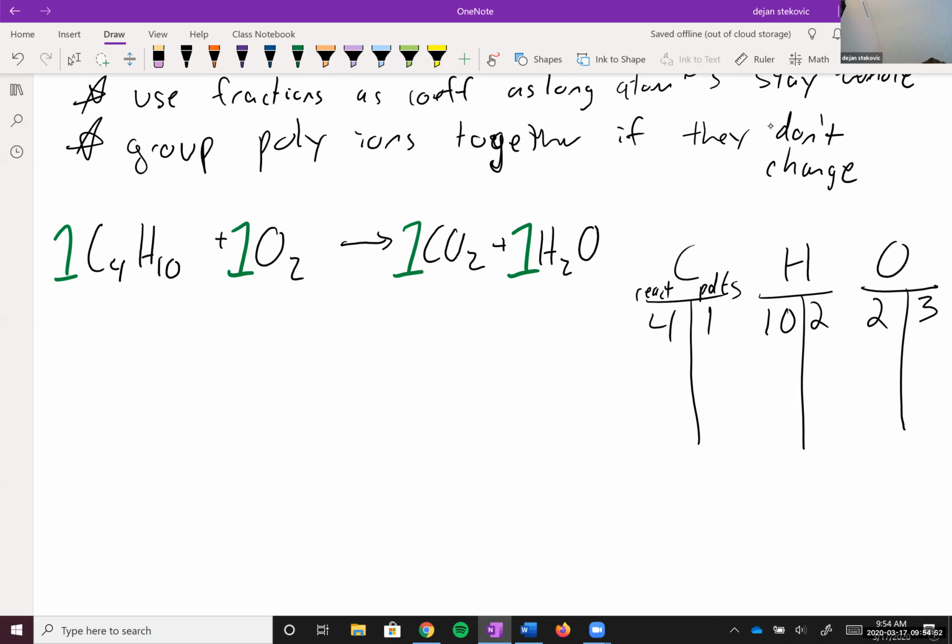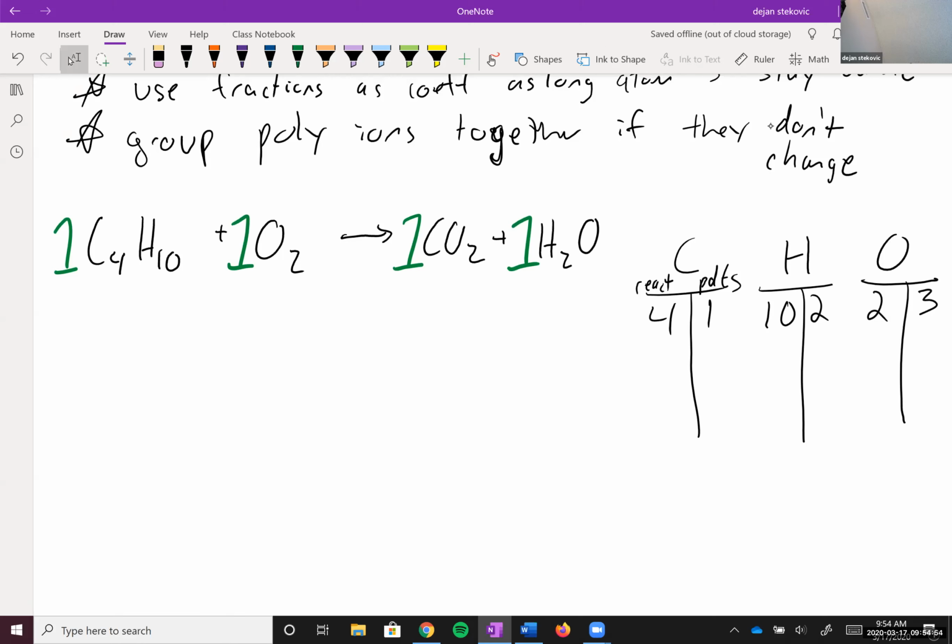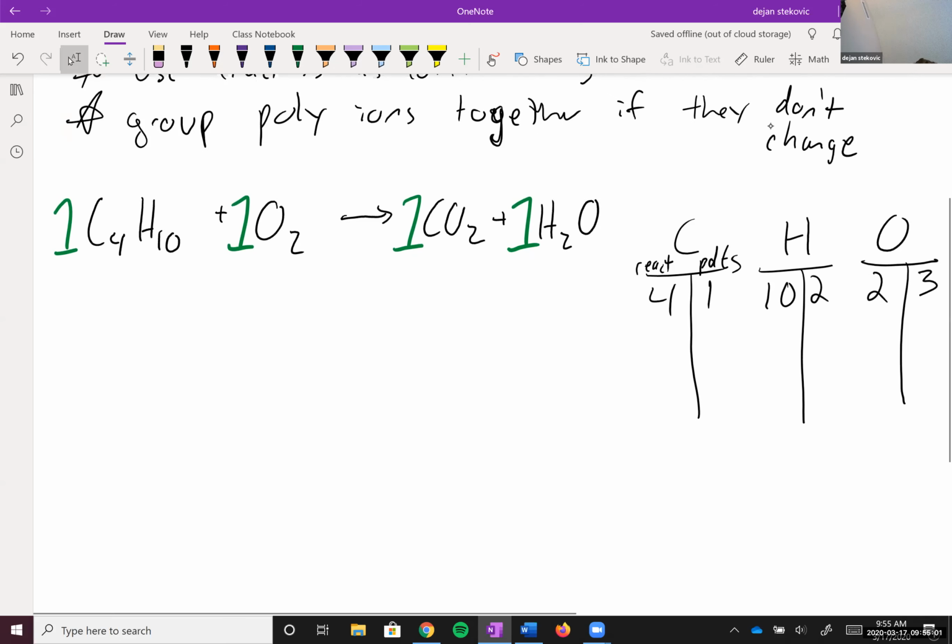Do not start with oxygen. And then in terms of which one do you want to start with? Well, it doesn't really matter between carbon and hydrogen. So you just kind of got to pick one. So in my case, I'm just going to arbitrarily pick carbon.